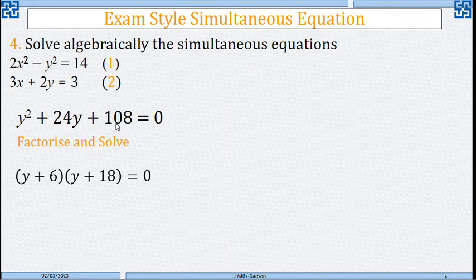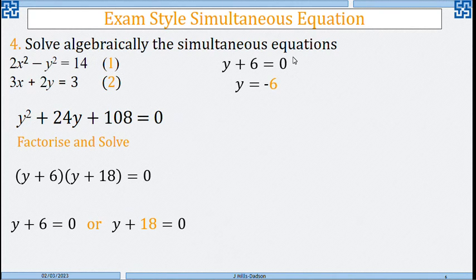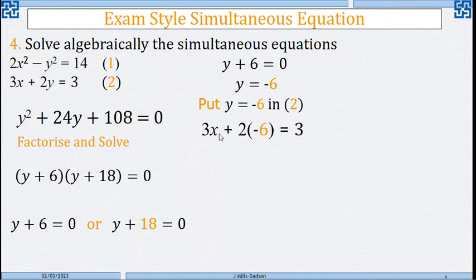Factors of 108 that add to make 24 are 6 times 18, and 6 plus 18 is 24. Which means y plus 6 equals 0, then y plus 18 equals 0 as well. To solve the first, y plus 6 equals 0 means y is equal to negative 6. Now put this back into equation 2 to work out what x will be. So I'll replace y with negative 6 and solve for x.